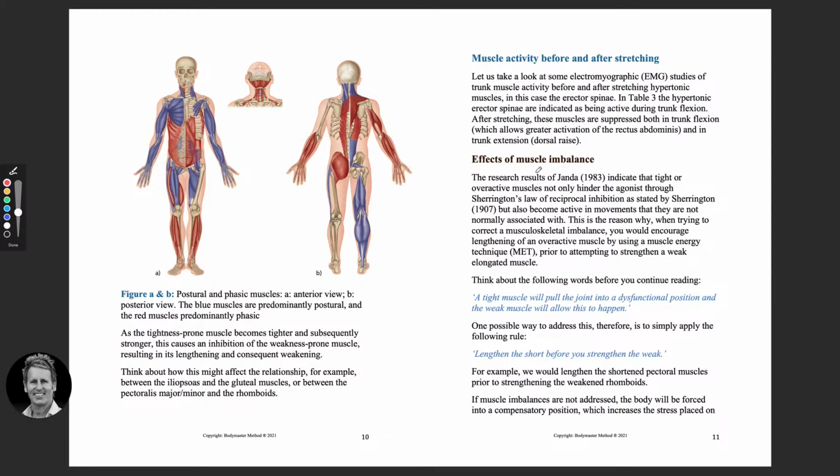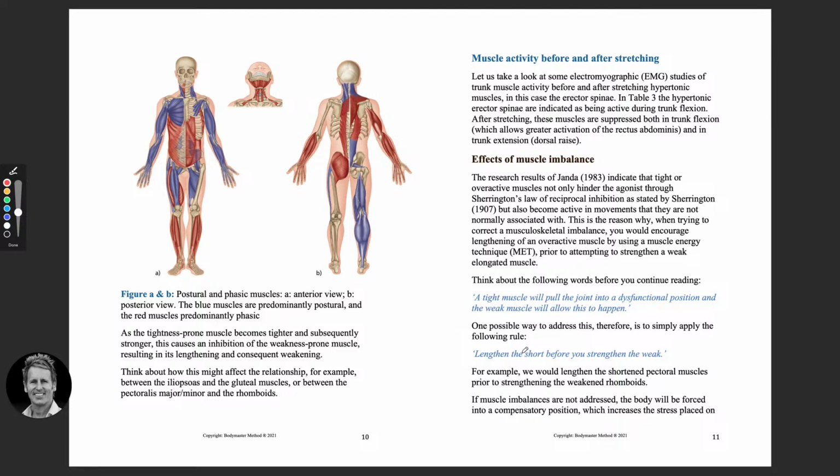So another study by Janda in '83, you'll see the table in a second. He basically looked at muscles of the rectus abdominis and then the antagonist muscles of the lumbar spine erector. When I get to that picture, it's probably easier for me to discuss that. One of the mnemonics I use is that a tight muscle will pull the joint into a dysfunctional position, and the weak muscle will allow this to happen. It's a modified adaptation from, I think, Muscles Testing and Function by Kendall, which is a good book.